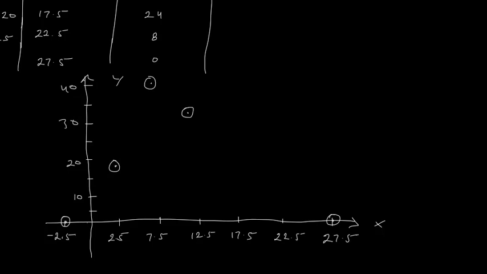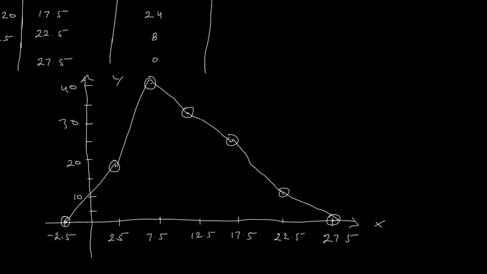Your drawing will be much better than mine. For 17.5 it is 24, somewhere here. For 22.5 it is 8, somewhere here. Then I will join all these points with a straight line like this. The diagram which I get is called a frequency polygon.